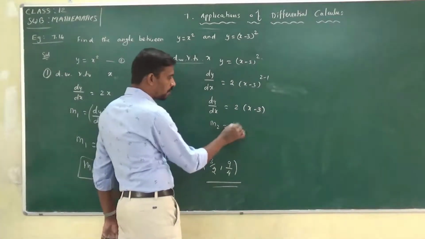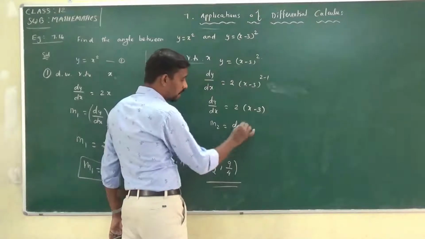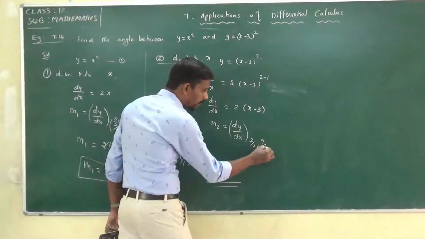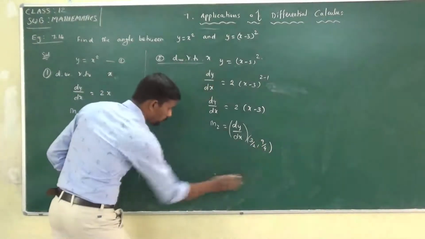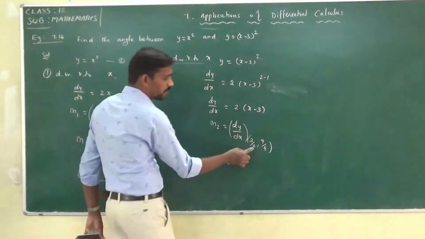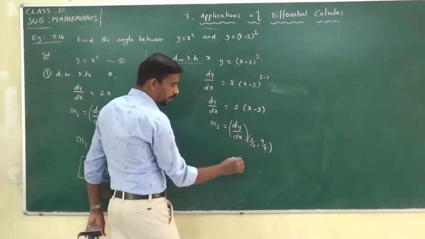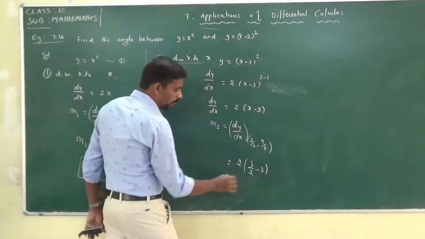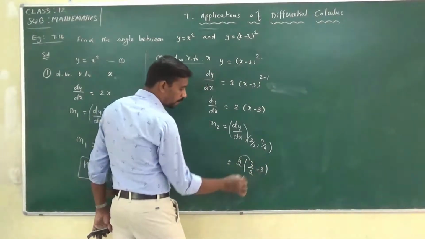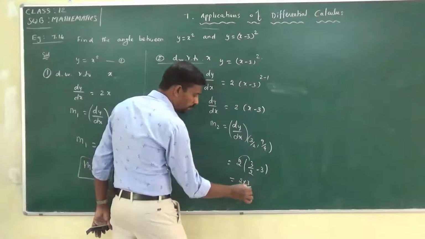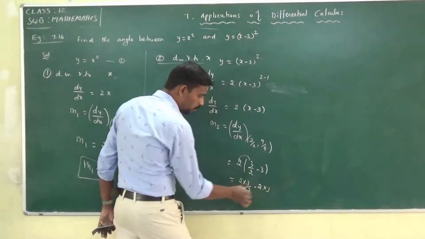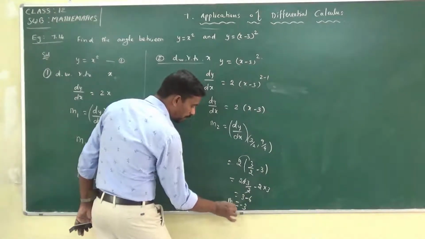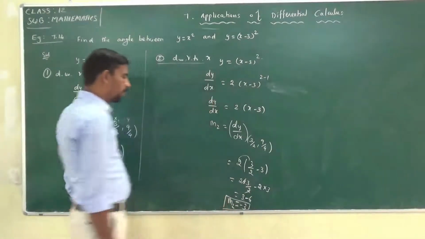m2 is the slope, which is dy by dx at the point 3 by 2 comma 9 by 4. Now find the slope here. We just substitute 3 by 2 there. So 2 into 3 by 2 minus 3. Just take it and go inside: 2 into 3 by 2 minus 2 into 3. So the 2 will be cancelled. So 3 minus 6, which is equal to minus 3. So m2 is equal to minus 3.